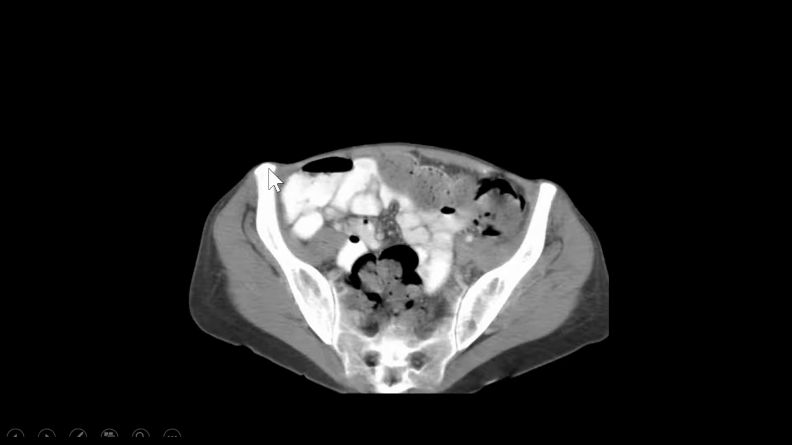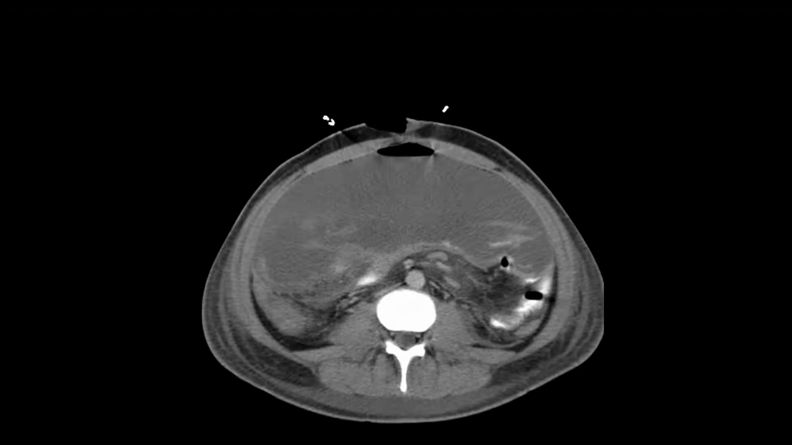Here's a lower cut down at the pelvis. Again, we see the bones of the pelvis. We see the contrast the patient drank. We see stool. We see fat. We see muscle density. We see all these different densities on a CT.